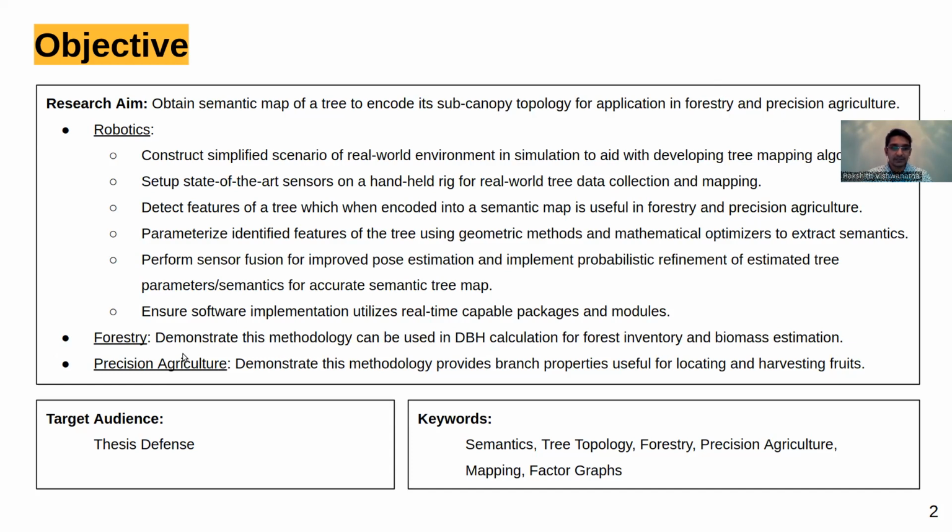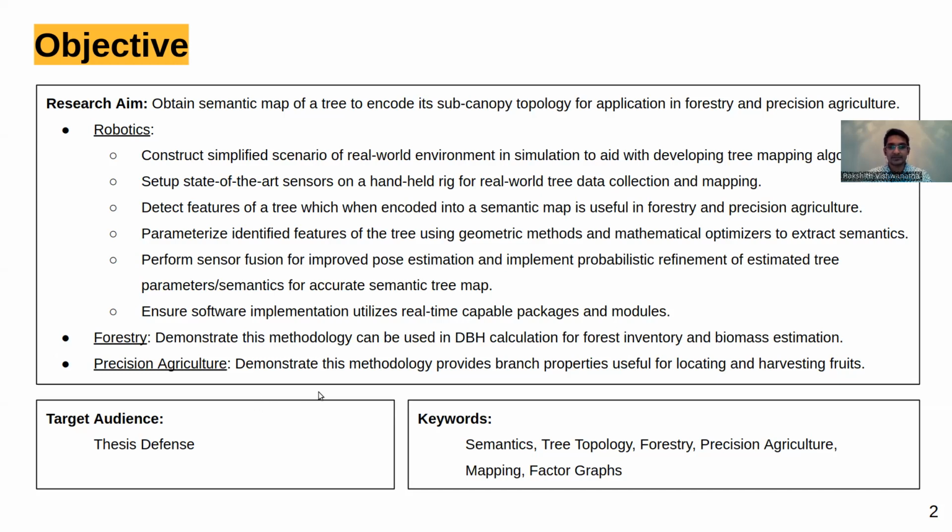Some of the applications in forestry and agriculture involve estimating the DBH, which is the diameter at breast height of the trunk of the tree. By doing so, we can estimate the total biomass present in a tree, and by extension, the entire forest. We can also estimate how much yield in terms of timber and wood can be obtained from the forest.